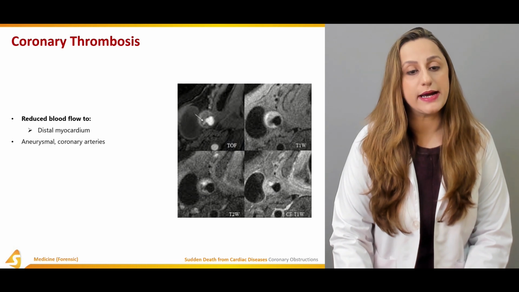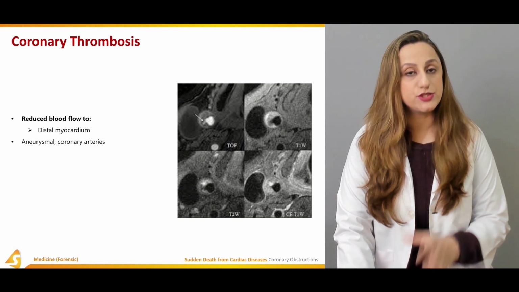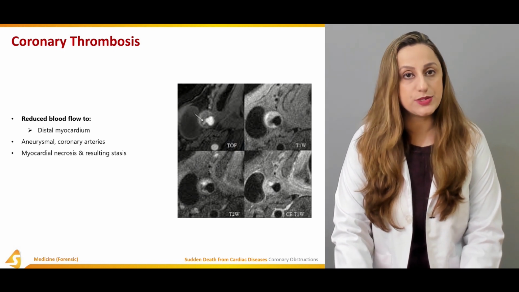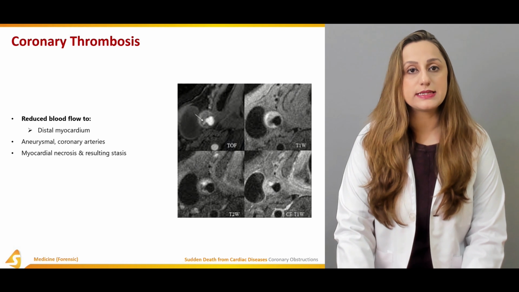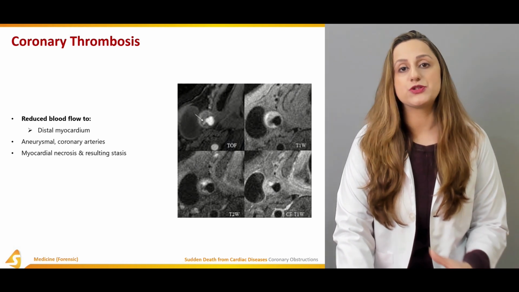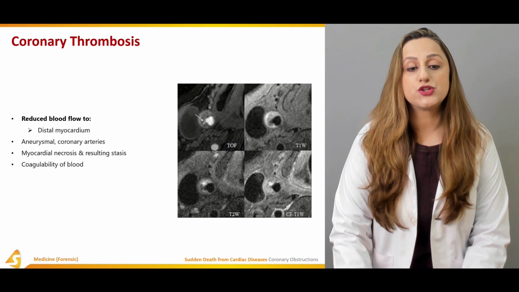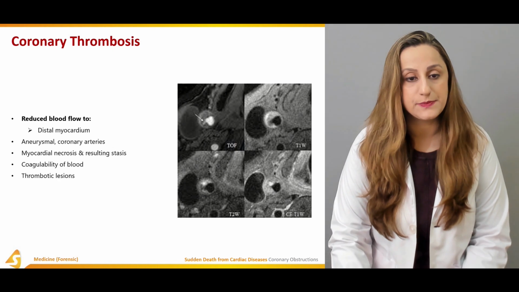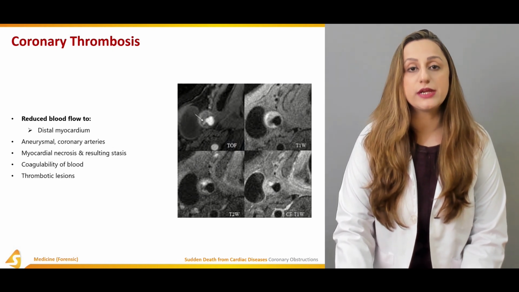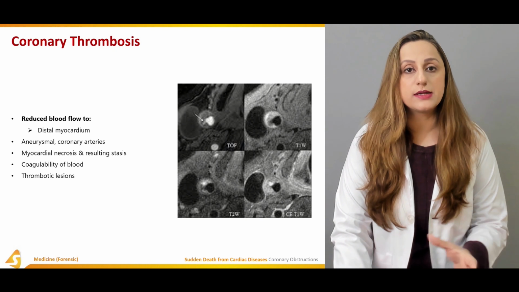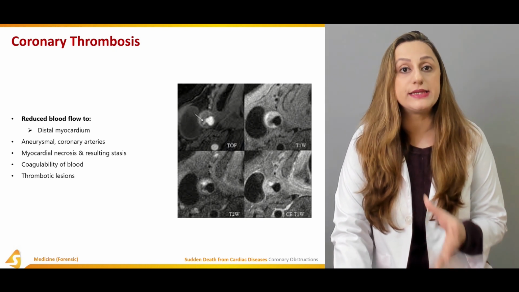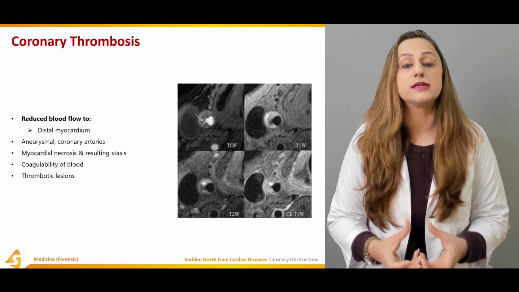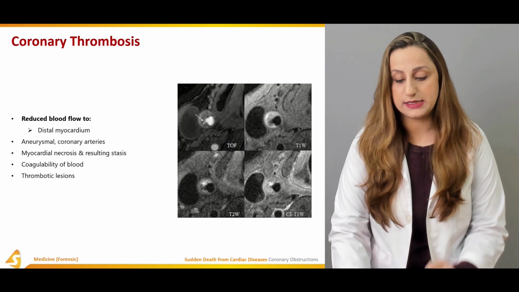Reduced blood flow to the distal myocardium is observed even in the radiographs or even in the immunohistochemical techniques. Aneurysmal coronary arteries are looked for. Myocardial necrosis and the resulting status also have to be looked for at this level, and there should be tests basically to carry out for the coagulability of the blood. It's again very crucial, and thrombotic lesions, whichever parts were compromised and damaged at that level, mostly the left ventricle is damaged because it has the fair thickness to get damaged at this level.